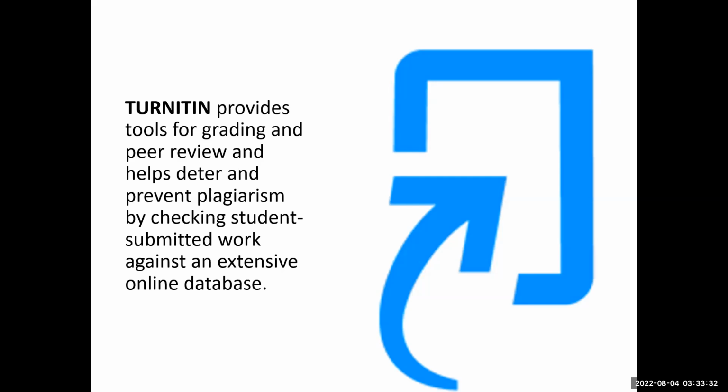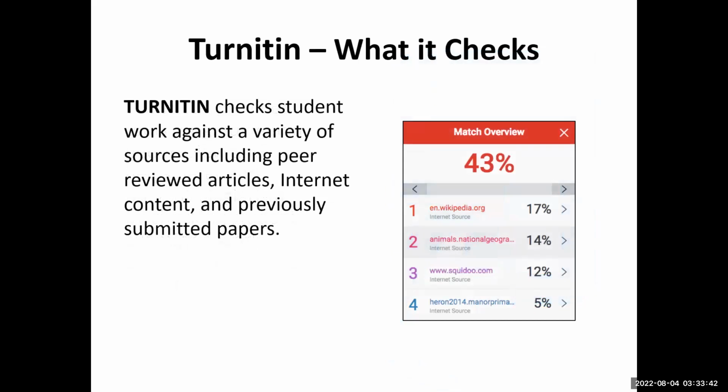Turnitin provides tools for grading and peer review and helps deter and prevent plagiarism by checking student-submitted work against an extensive online database. Turnitin checks student work against a variety of sources, including peer-reviewed articles, internet content, and previously submitted papers. Turnitin also provides instructors with an assortment of grading tools, including rubrics, voice comments, and the ability to grade papers via mobile application. Let's be clear, Turnitin does not check for plagiarism in a piece of work.